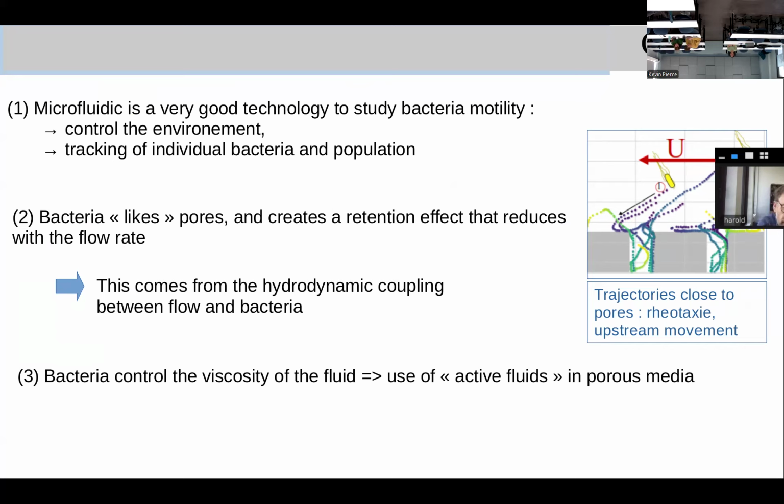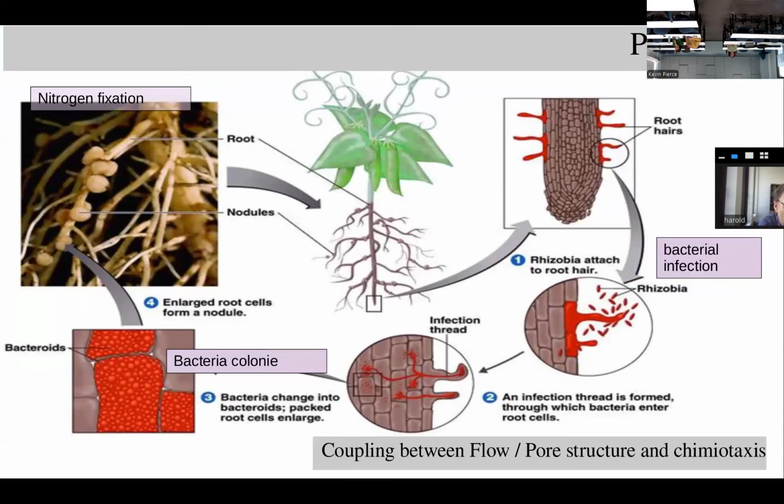And on the next slide, it's just some open questions. I think one open question is still the effect of flow, pore structures, and chemotaxis. So what is chemotaxis? It's just the fact that bacteria can sense the chemical environment and they can move towards a source of attractants. And this is used in nature in many, many different cases.